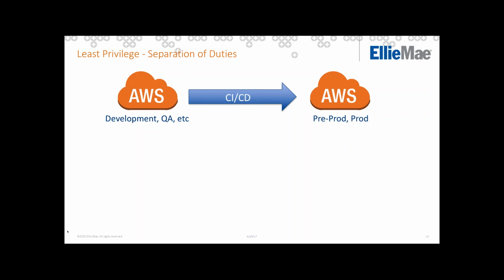Ellie Mae is a fintech company, so separation of duties is extremely important for us. We follow an AWS best practice of isolation, and the ultimate isolation for AWS is AWS accounts. So we put development and QA, the places where the innovation is happening and where we want people to fail and find their problems, into a separate AWS account, and that's where the developers ultimately live. The developers in these accounts get full access. We don't want to kill innovation.